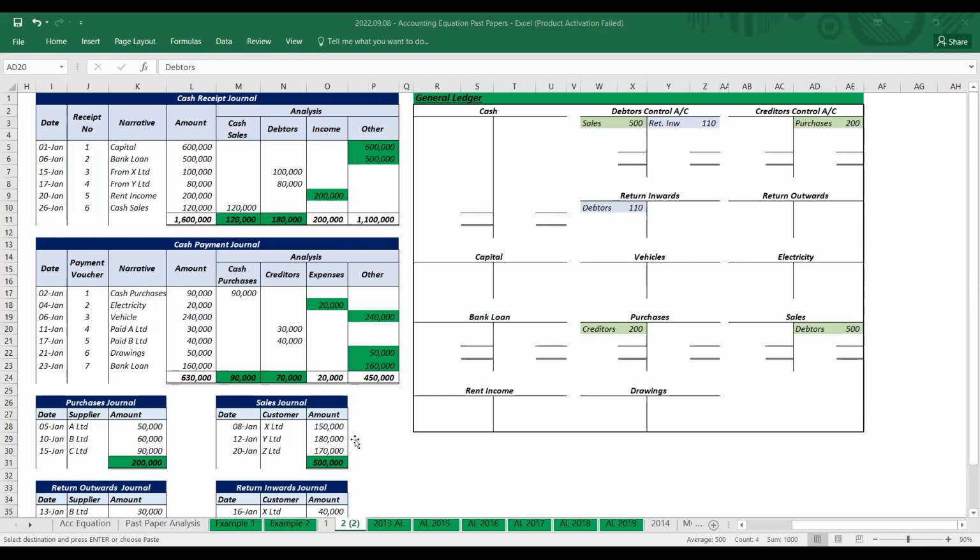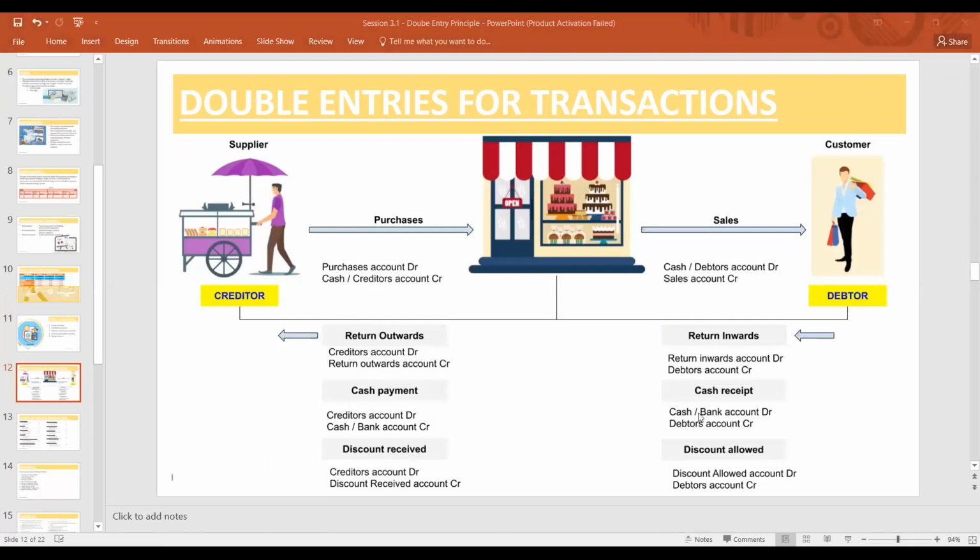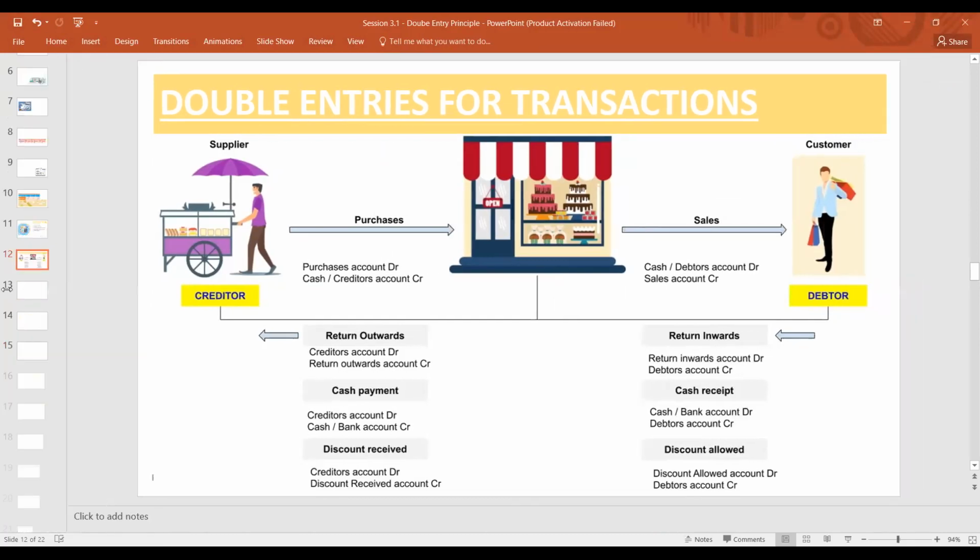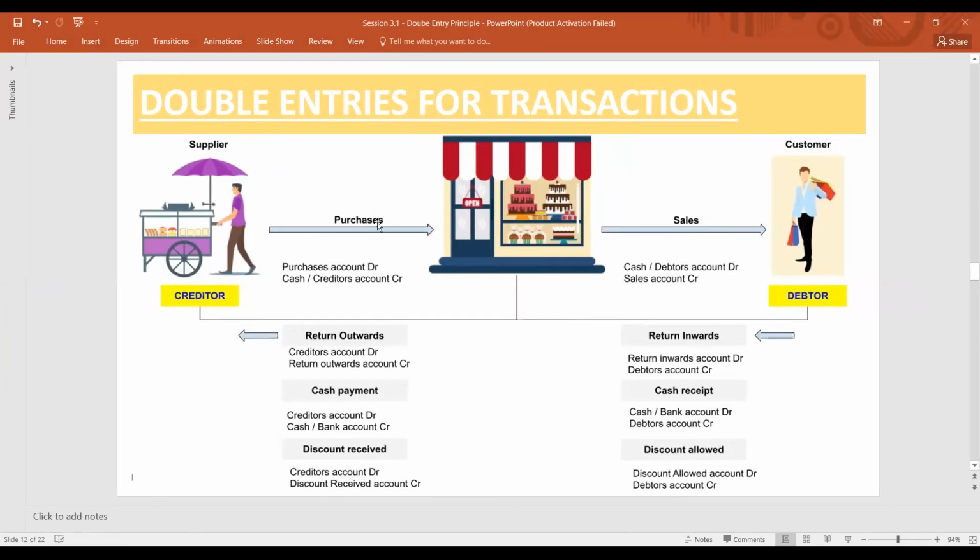Okay, so there are some questions. Let me clarify the double entries. Okay, look at this. On this side we have a supplier. Supplier means creditor. From the creditor we make purchases, right? And we sell to the customer. So purchases can be cash or credit. Sales also can be cash or credit.